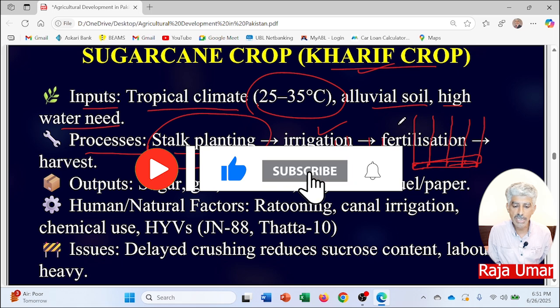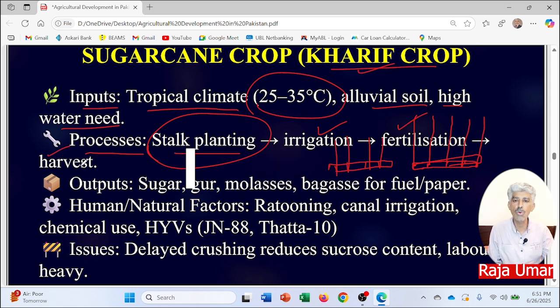Then irrigation is done, fertilizers are applied, and when the plants grow taller, up to 8 to 10 feet, they are harvested, and that is the crop yield. What are the outputs? Sugar, the white sugar we consume at home.